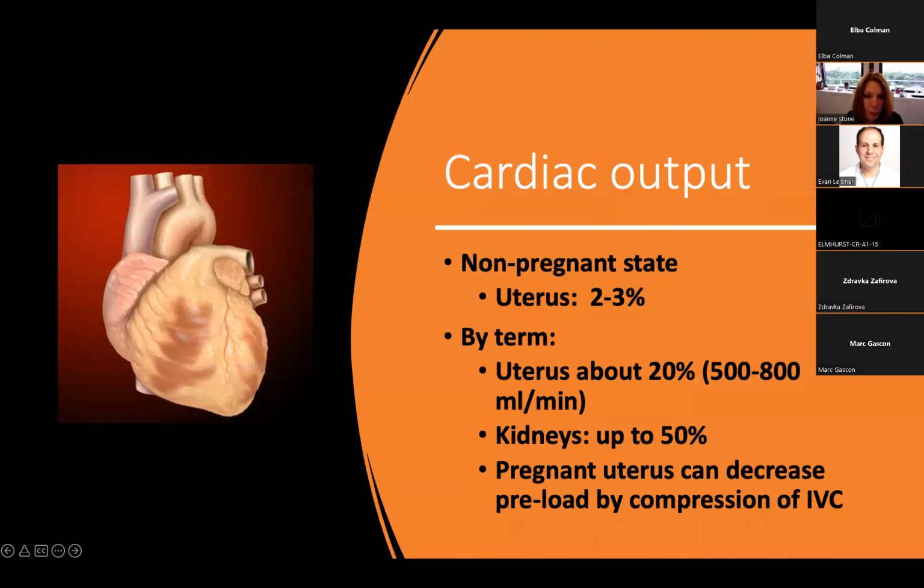So in the non-pregnant state, when we talk about cardiac output to the uterus, it's about 2 to 3% of the cardiac output. However, by term, it's about 20%. So there's about 500 to 800 milliliters per minute of blood flow to the uterus. Kidneys, it increases up to 50%. And the pregnant uterus can decrease the preload by compression of the inferior vena cava.